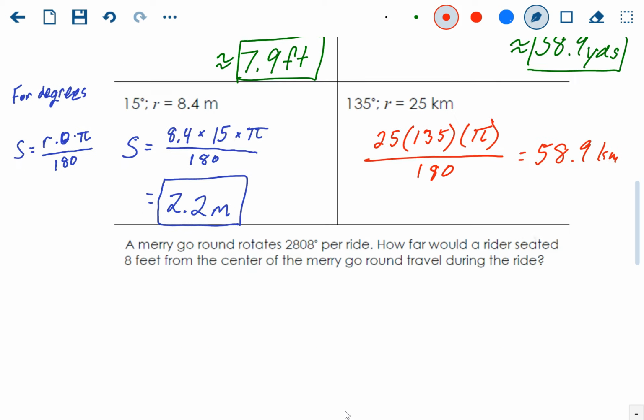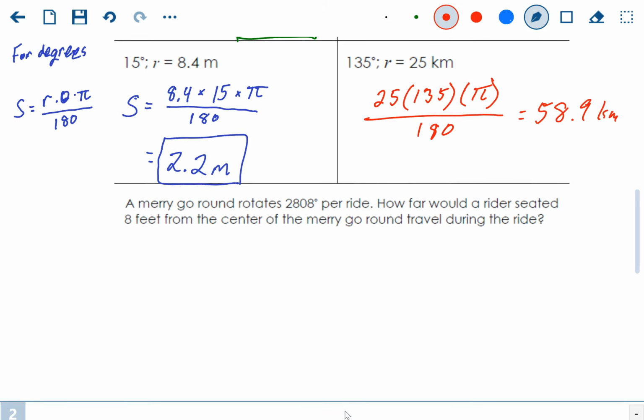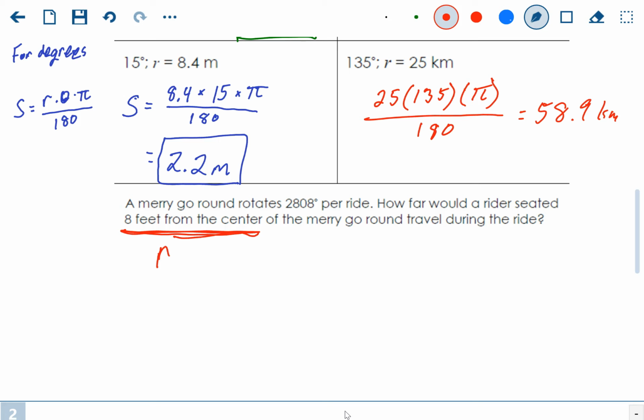All right, then we got one word problem. Merry-go-round rotates 2,808 degrees per ride. How far would a rider seated at 8 feet from the center of the merry-go-round travel during the ride? Okay. So 8 feet from the center, well, anything from the center to the end of a circle is the radius. Okay. 2,808 degrees per ride. That's going to be the angle.